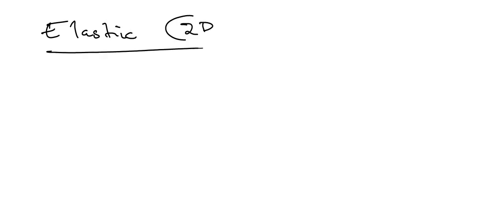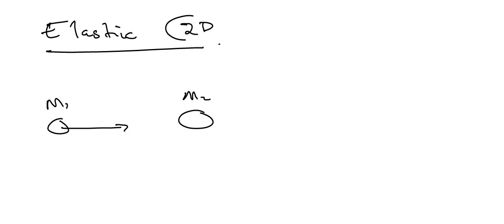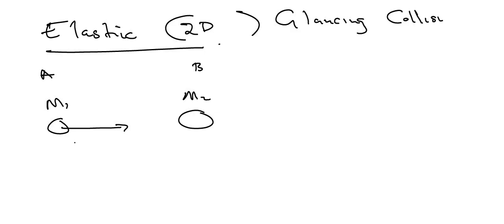Then how about in 2 dimensions? So I'll finish elastic in 2 dimensions before we go to inelastic. So elastic now in 2D. In 2 dimensions, it's always going to be a case where one thing is moving, the other one is at rest, mostly. Let's call this M1, let's call this M2. This is object A, this is object B. If these guys are moving, this is also called a glancing collision. This is in 2 dimensions.